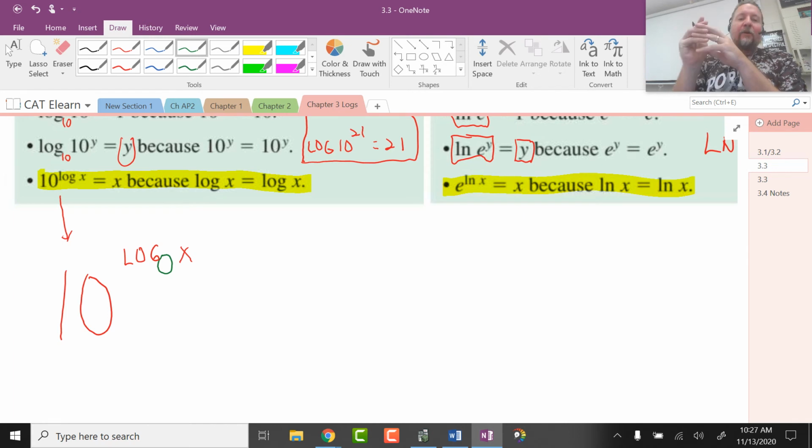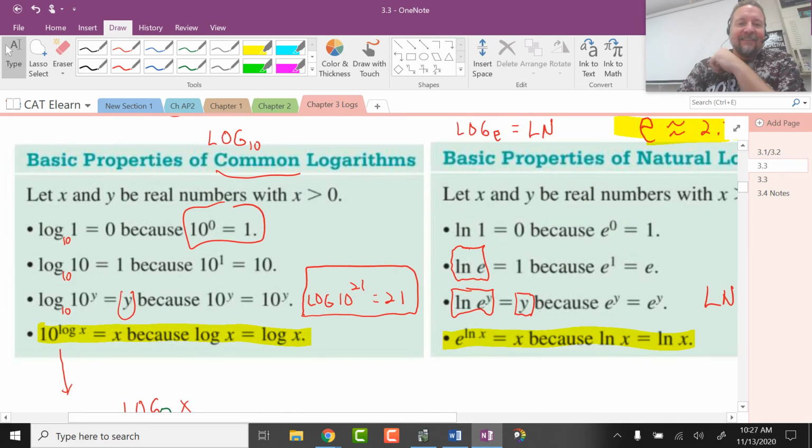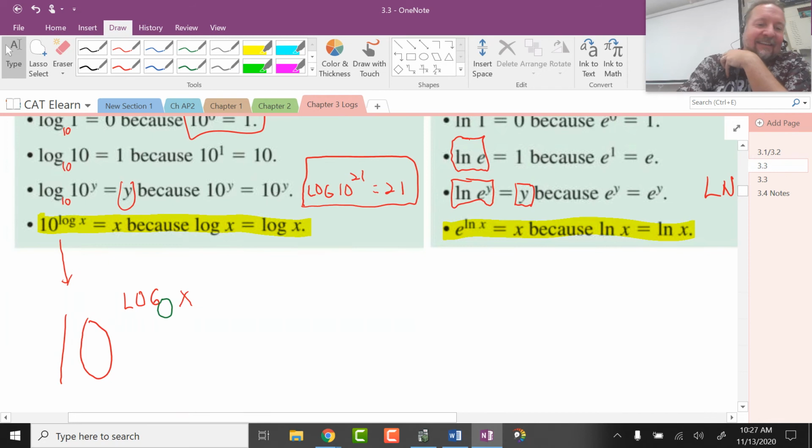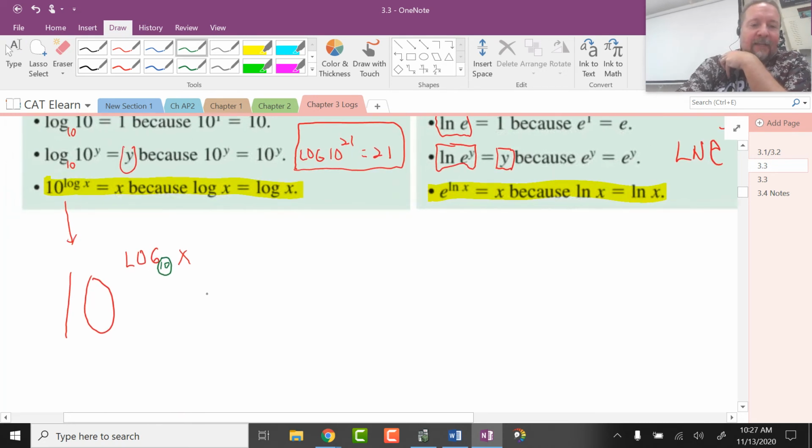Did you see me circle that? 10. So the missing base is 10. It's the default base. Now, Abby, this apparently is saying 10 raised to the log base 10 of x is equal to x. How is that possible?